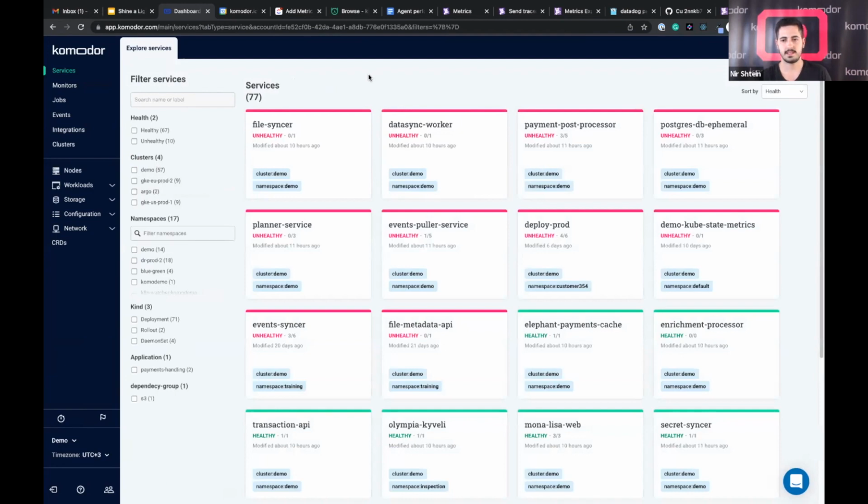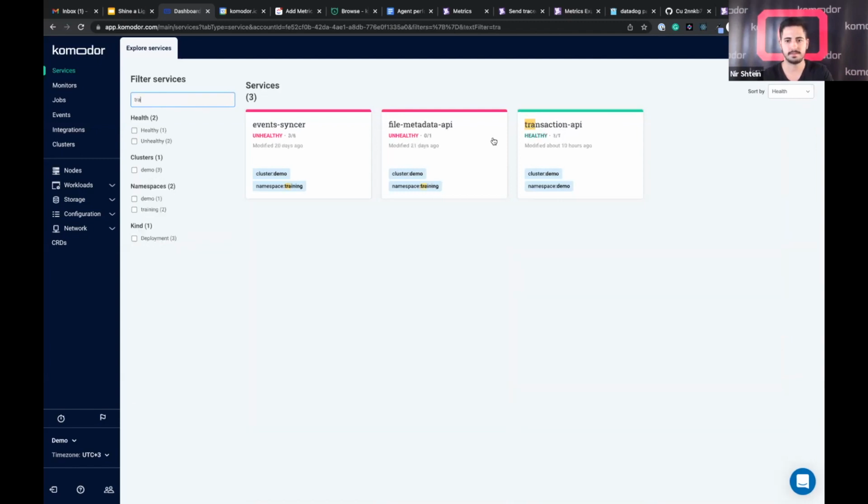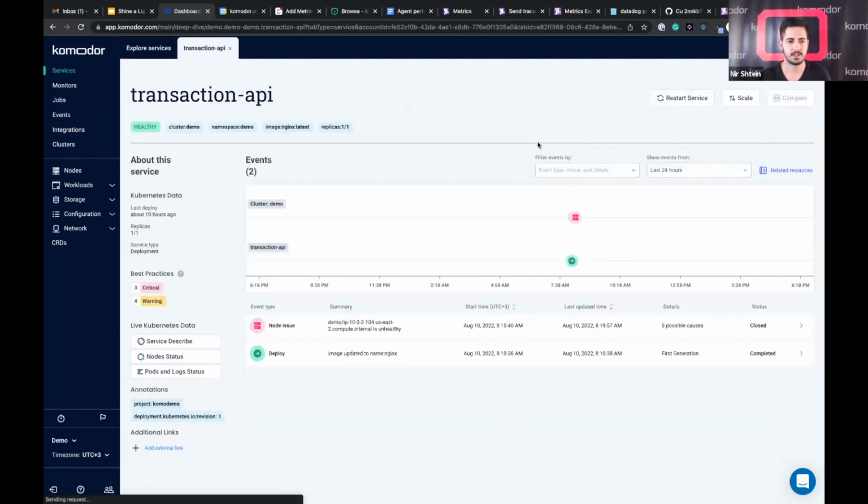So let's take some real life example. My customer called me yesterday and told me that he had a problem with the transaction API service. So now I can filter to my transaction API service and also deep dive into the service. Now I can see details about the service, some metadata like what is the image, what is the namespace, number of replica sets, and so forth.